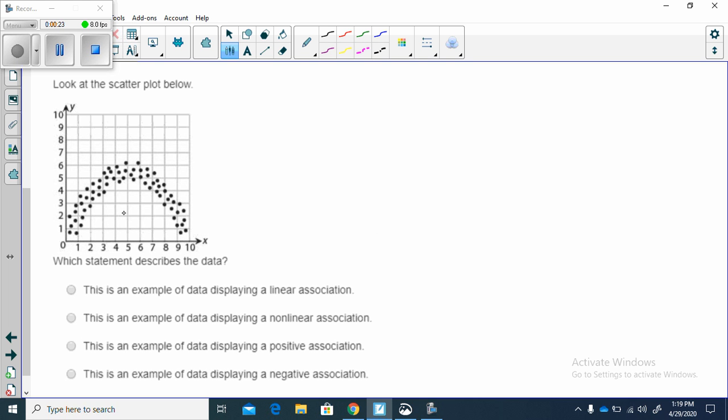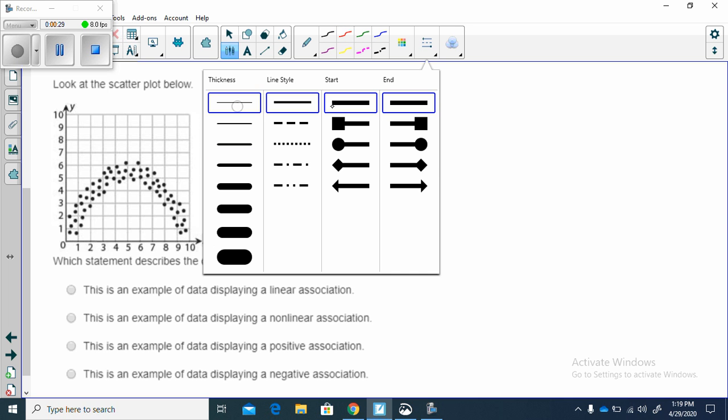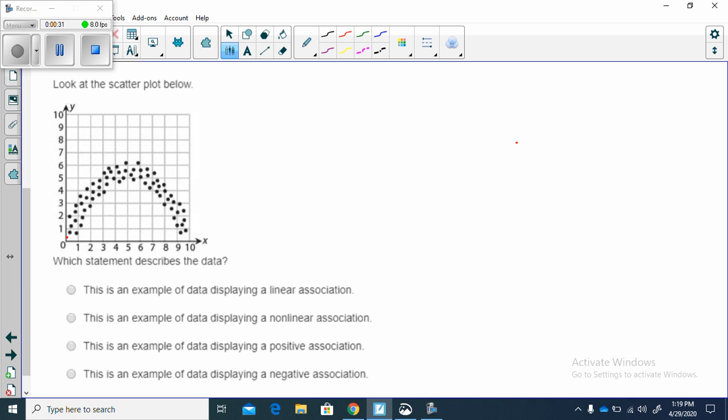This is an example of data displaying a linear association. Well, let's look and see. If you look at the association that we're dealing with, this looks like if I were to draw a line between the data, and notice I'm not doing such a good job, but the data sort of looks like it correlates to this line. This is not linear. In fact, this goes up and then down, right? Not linear. This is an example of data displaying a nonlinear association.